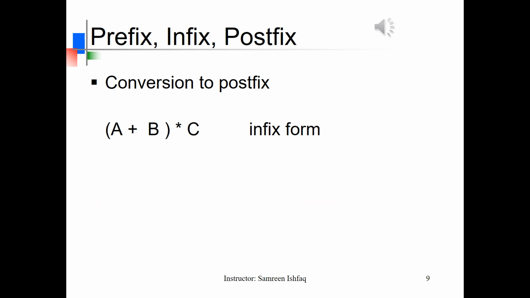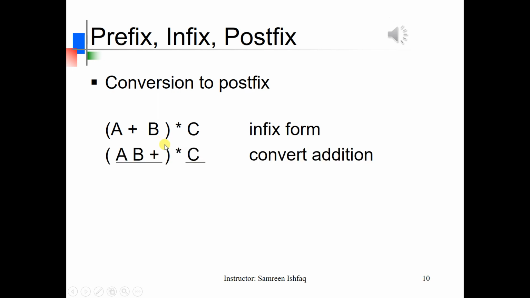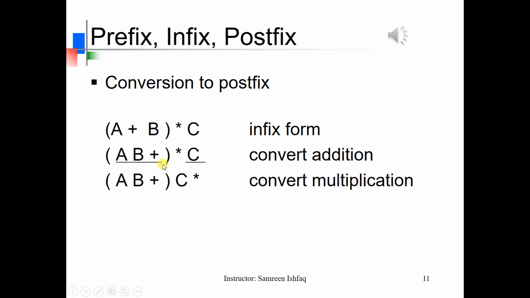Let's solve another example. As you have noticed in this example, A plus B is in the brackets, so we know that brackets have higher precedence. So we will solve the addition part first. To convert A plus B into postfix form, we will write operand 1 first, that is A, operand 2 second, that is B, and then the operator. So the postfix form of A plus B is A B plus. So we have solved the A plus B part.